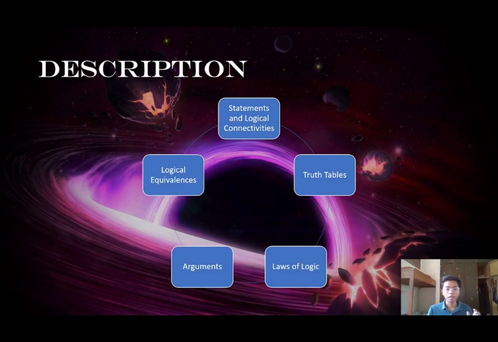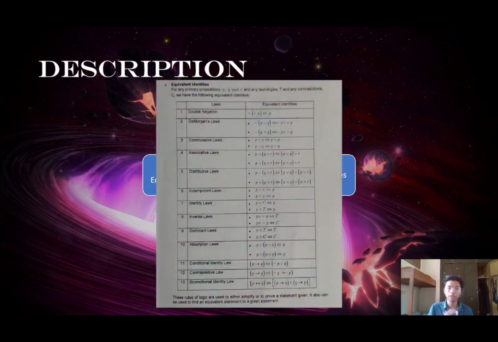Okay, now I'm going to talk about laws of logic. For any primary propositions P, Q, and R, any tautologies T, and any contradictions C, we have the following equivalent identities, which is this table over here. Here is the list of laws that we usually use in the questions that we answer for this topic.